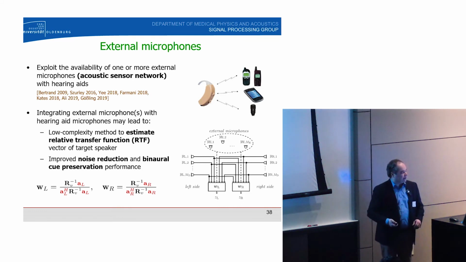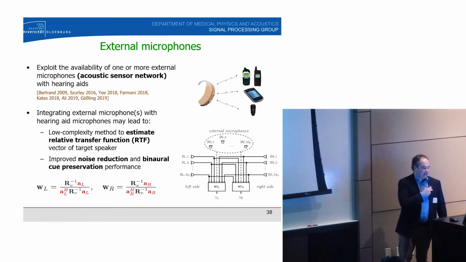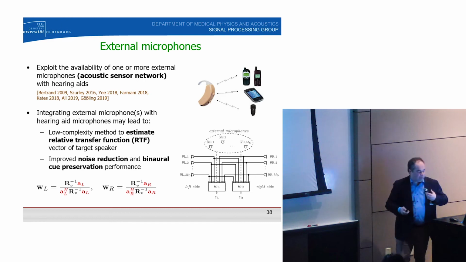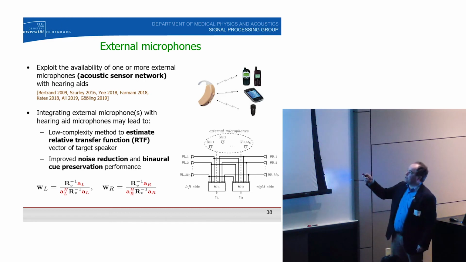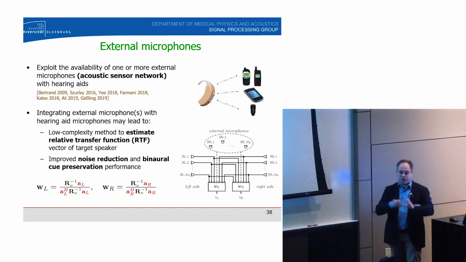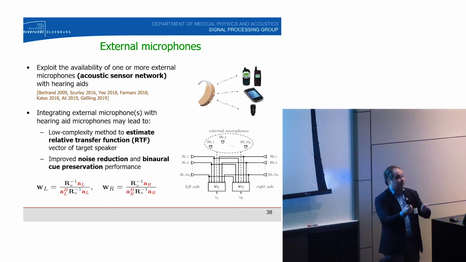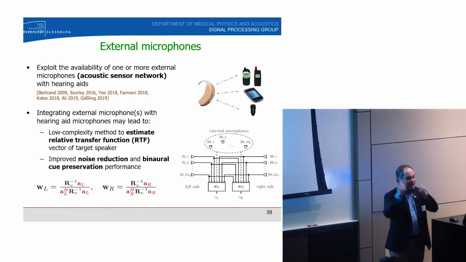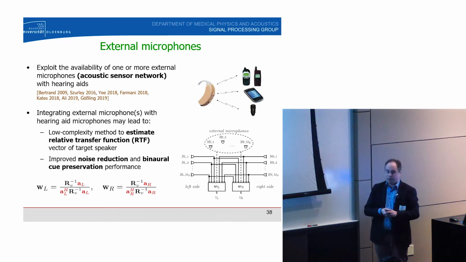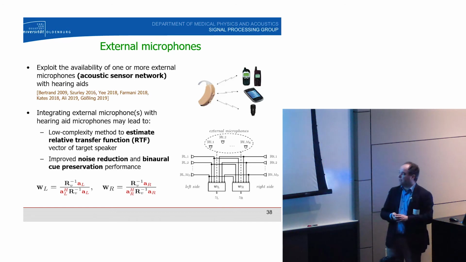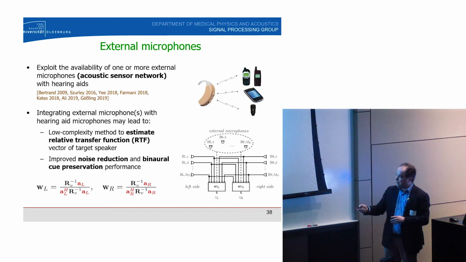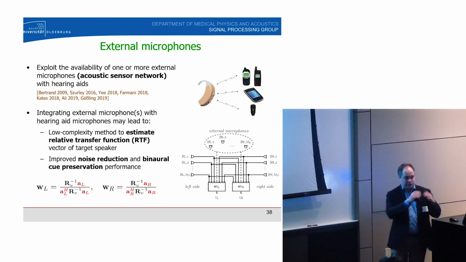So we want to exploit these external microphones together with the hearing aid. It's not a first idea, of course, that we had. It's been around for a while. And so we want to integrate these external microphones with the microphones on the hearing device itself. And what I will talk about is just one aspect. It's actually to estimate this relative transfer function that I already talked about, exploiting these external microphones to steer a binaural MVDR beamformer. To actually estimate these coefficients here, these A vectors, in both the left and the right filter.